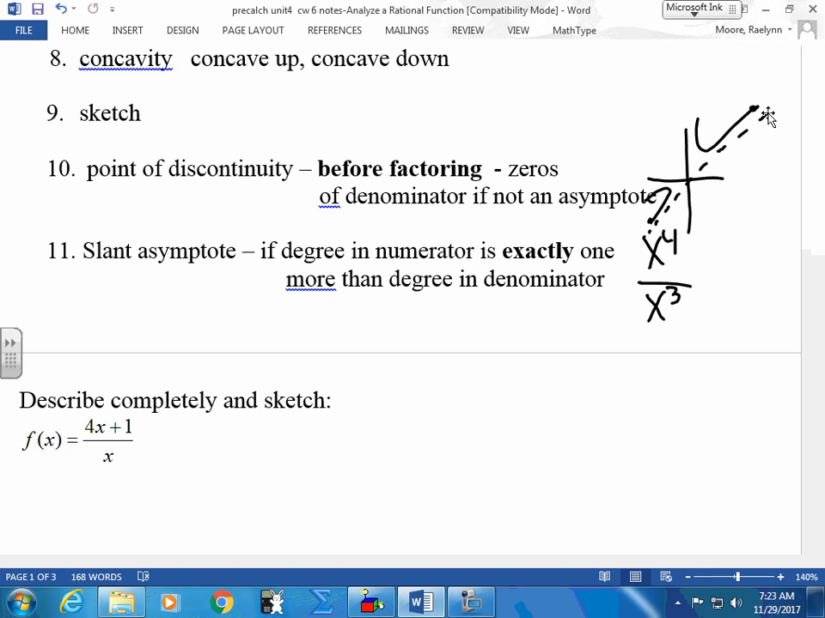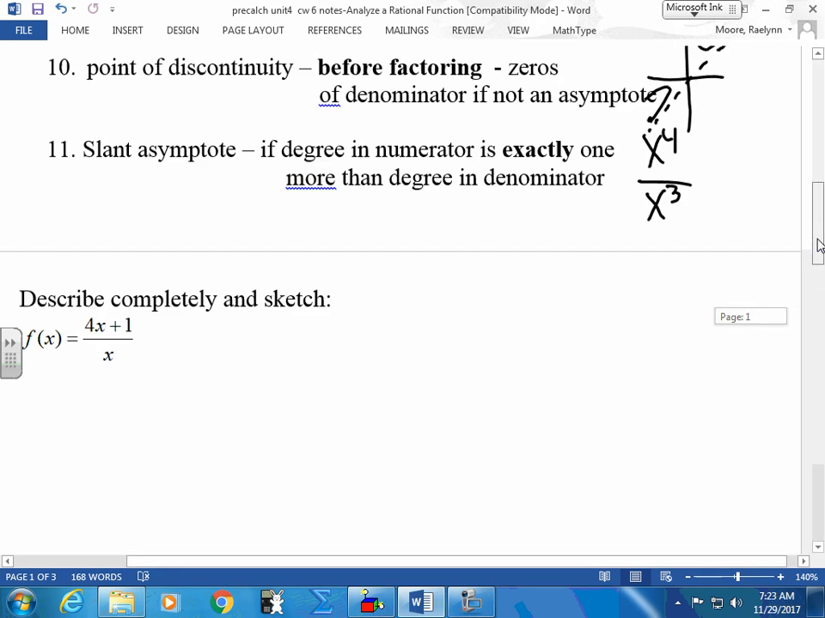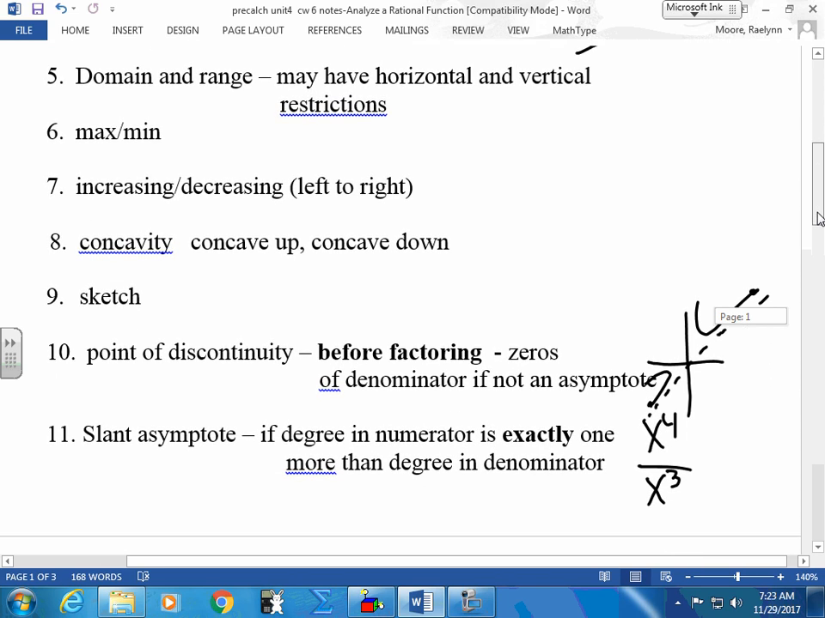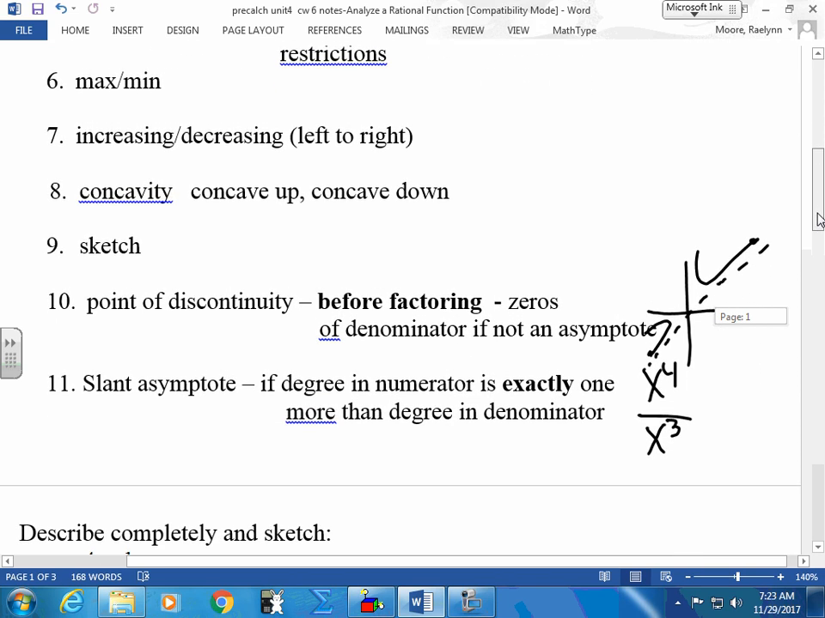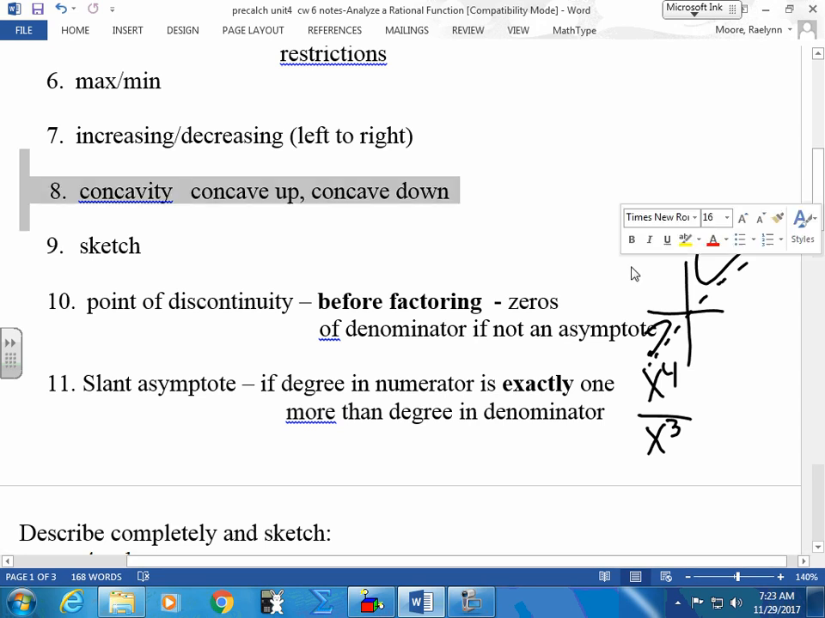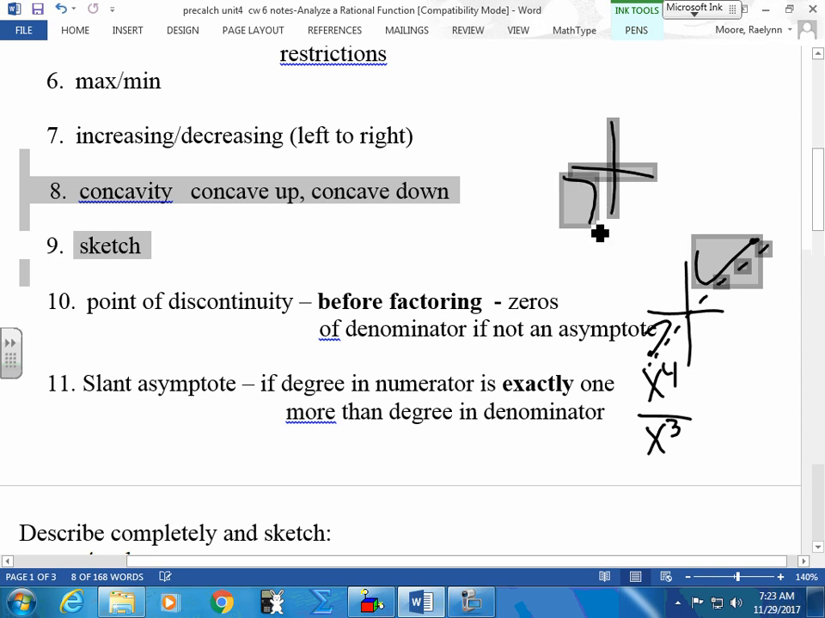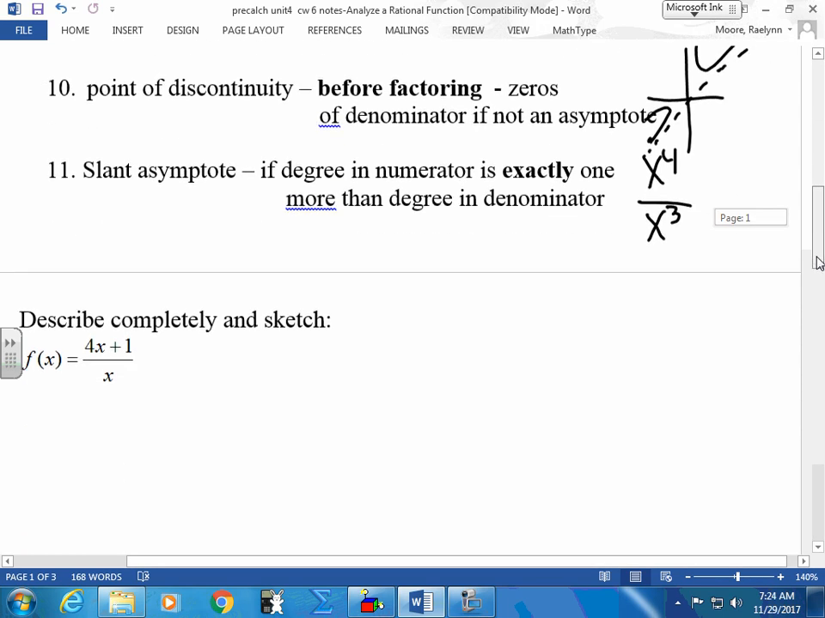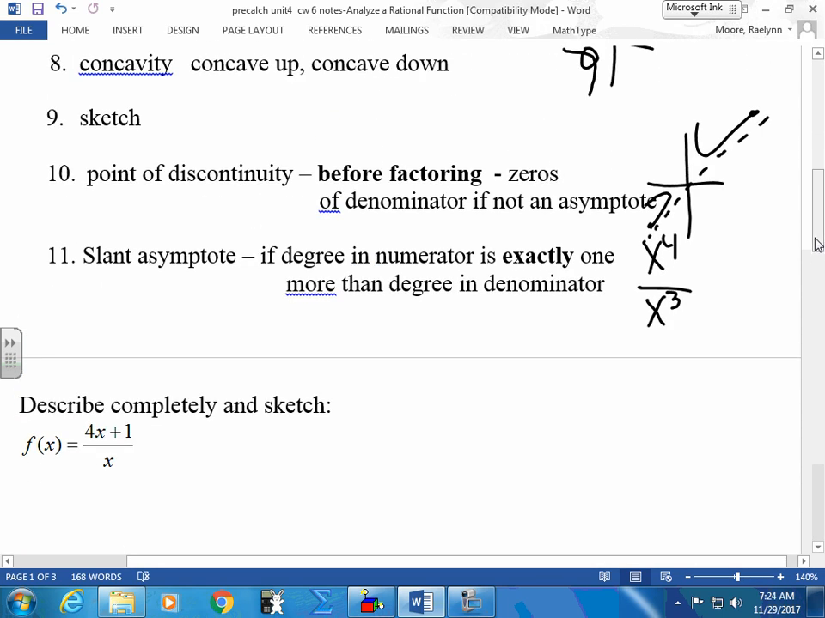We still do concavity. We still do max and mins. We still do increasing, decreasing. Increasing, decreasing are going to be a little bit different because sometimes you're not going to have that max and min. This obviously is clearly max and min, but when you do these guys and they come across like this, this has no max or min there. So we're going to look at some of those things. We always sketch, we talk about concavity, and lastly is a point of discontinuity.